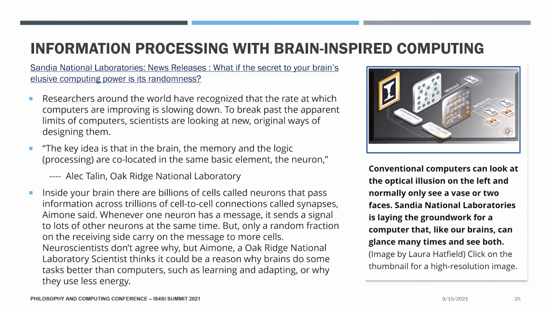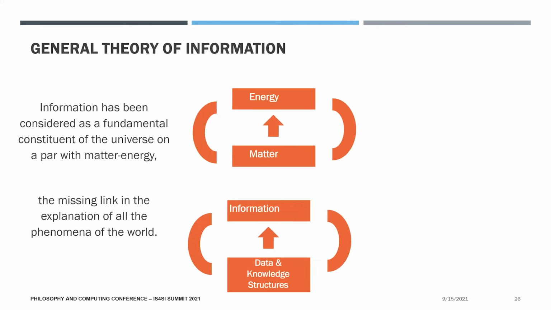Here is basically brain-inspired computing, and they talk about it. I have a link here, and this will be posted in our session screens, so you can take a look. But the important thing I want to point out here is that conventional computers can look at the optical illusion, but in order to really address this, we need a different kind of computing. And that essentially comes from the structural machines and the theory of structures based on the general theory of information that Professor Burgin has talked about.